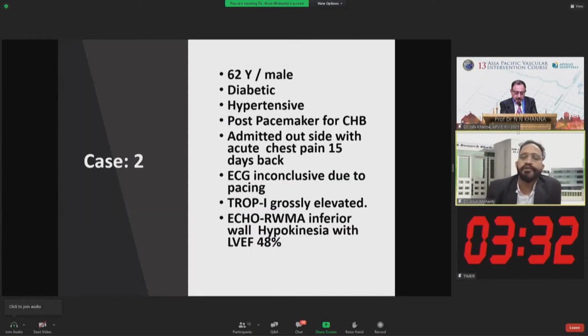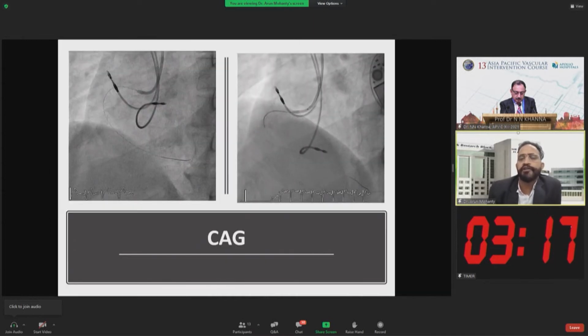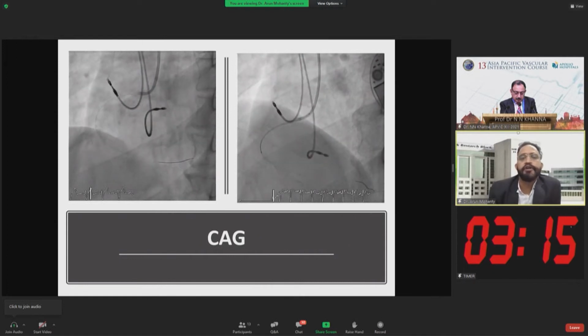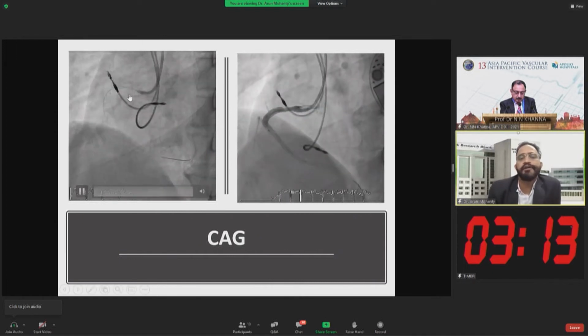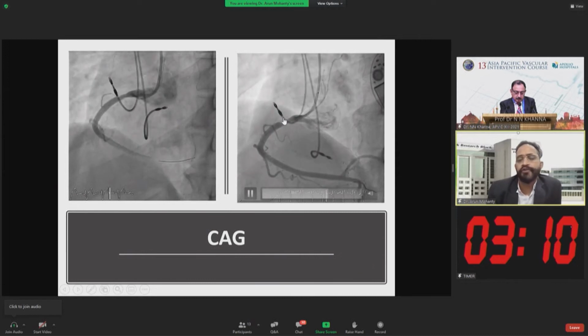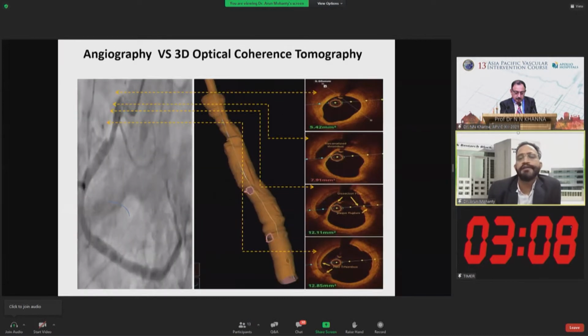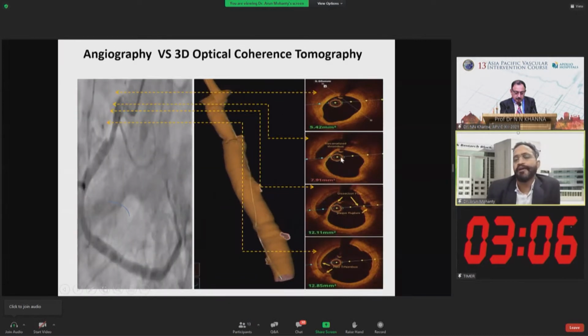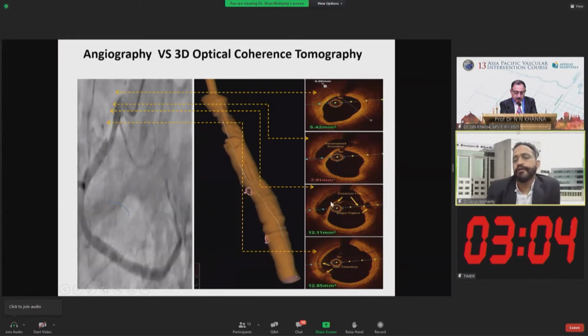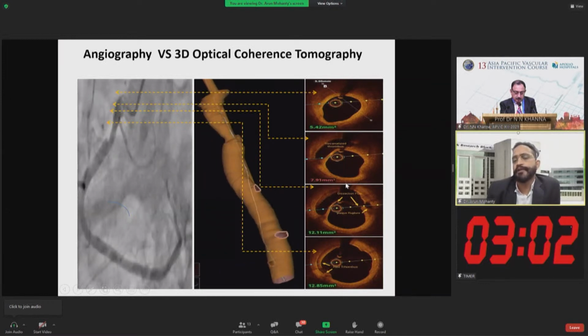Now, this is a 62-year-old male, diabetic, hypertensive, post-pacemaker, from outside Delhi. He got some chest pain 15 days back. The troponin was grossly elevated, though pacing was a confounder. The ECG was inconclusive. There was inferior wall hypokinesia with LVEF of 48%. One can see a hazy-looking lesion here, so we did an OCT for this patient. One can see there is a plaque rupture with thrombus within the rupture, a layered thrombus.